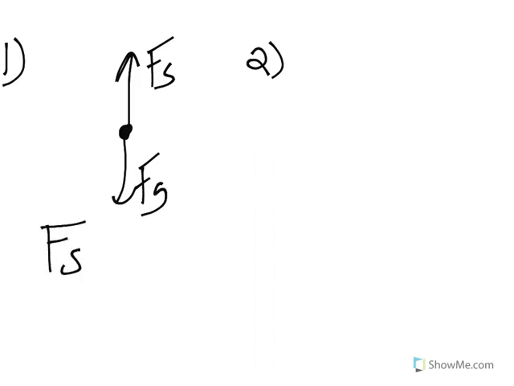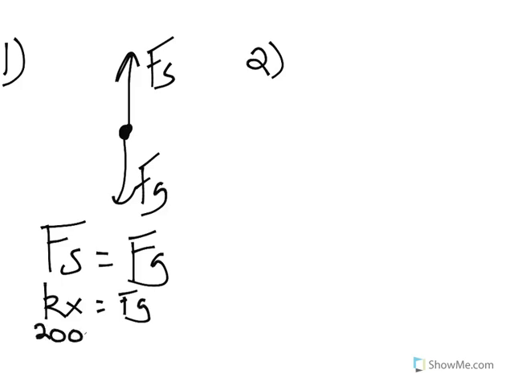So that means the spring force has to equal the force of gravity. And the spring force is kx equals the force of gravity. And k is 200 times 0.2 equals the force of gravity. And that would give you 40 newtons equals the weight.